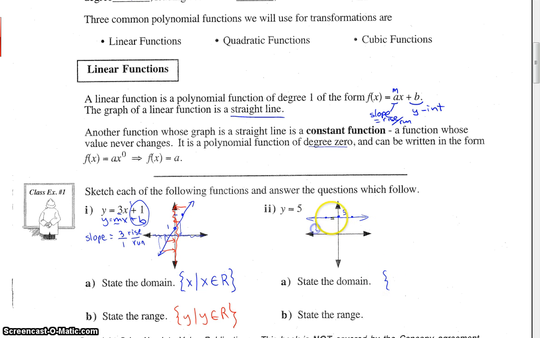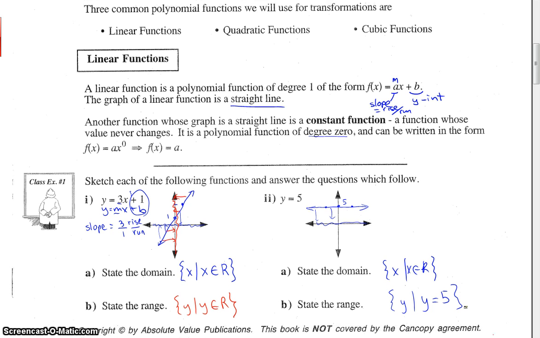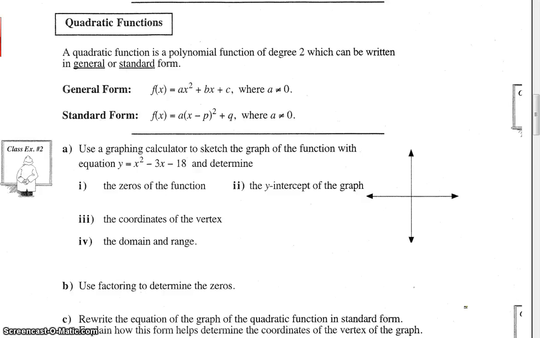Well, once again, it looks like we have all these x values, so x would be an element of the real numbers. And range, oh, a little bit trickier. If you kind of look from bottom to top, really the only value of y we have on this graph is 5. So we're going to say y such that y equals 5. It's our only value.